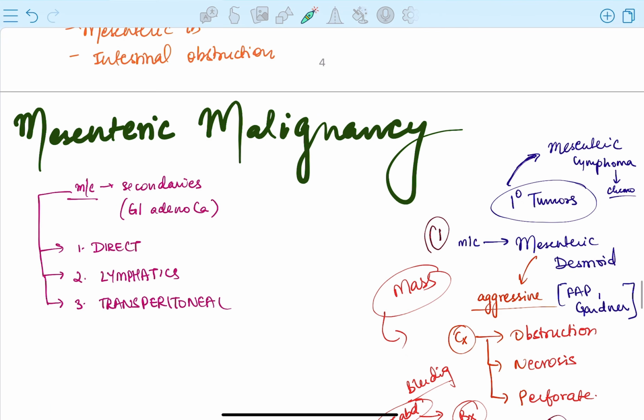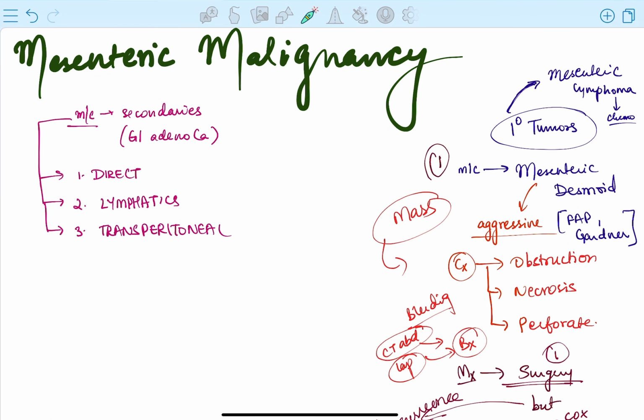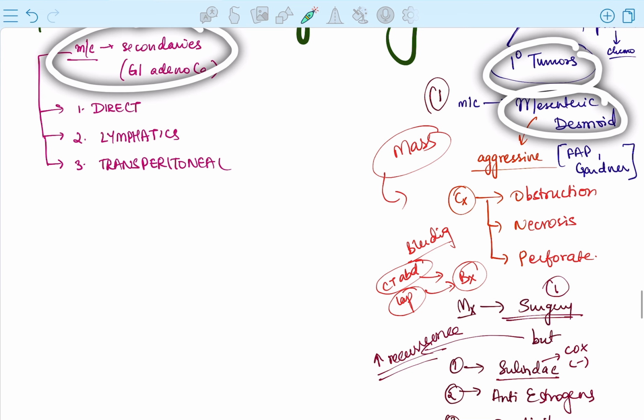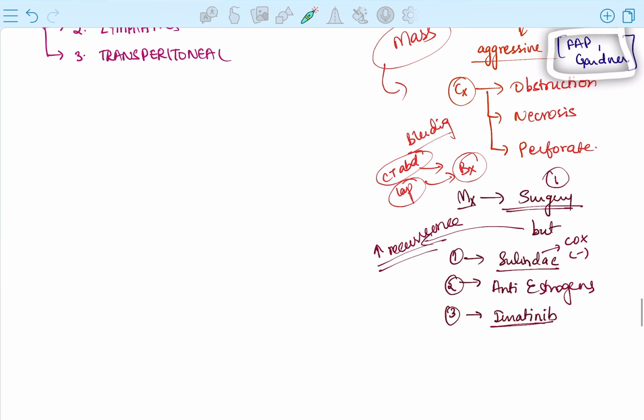Okay. Now we saw mesenteric malignancy. In mesenteric malignancy, the most common are secondaries, but the most common primary tumor is the mesenteric desmoid. And the complications it can lead to are obstruction, necrosis, and perforation. And obviously, it is related with FAP syndrome and Gardner syndrome. How are you going to manage? Surgery, but there is high recurrence. So you can give Sulindac, anti-estrogen, and imatinib.